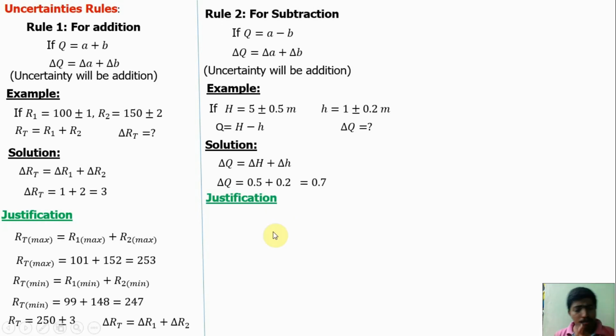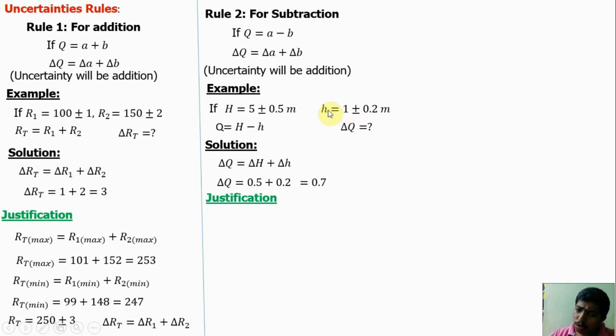Now, the justification. For the subtraction terms, why do we have to add the uncertainties? The justification will give these answers. Here, maximum value of the height, hypothetical height 5 plus 0.5, so 5.5. Minimum value of the height, 5 minus 0.5, so 4.5.